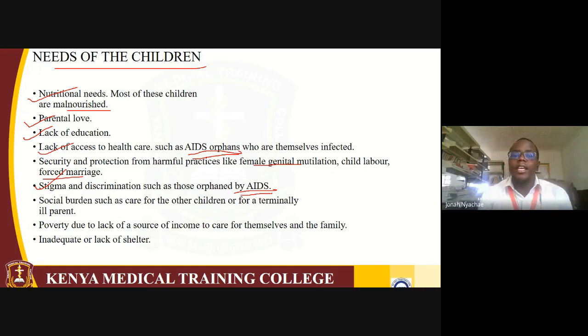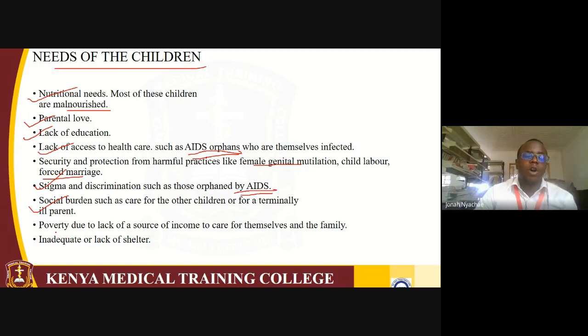Obviously, over the years, we have tried as much as possible to reduce the stigma and discrimination. However, we have not been successful in eliminating them. So it is a sad affair that even in this century, you find that this stigma and discrimination is still part of us. So also social burden, such as care of other children, because they are the only survivors within their families, you find it becomes a need to them.